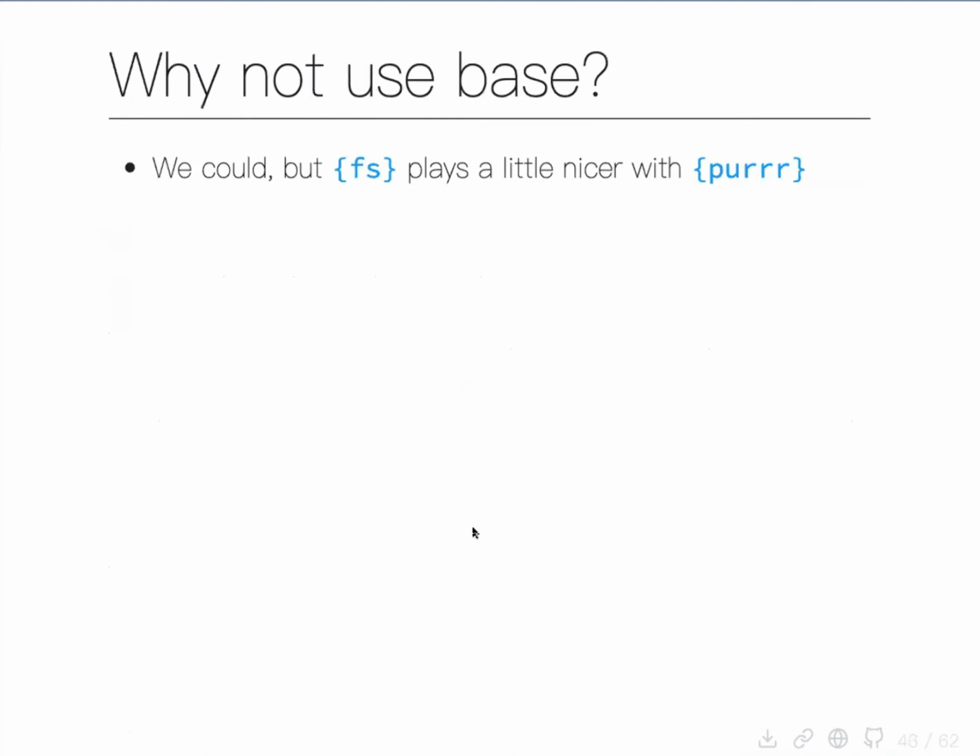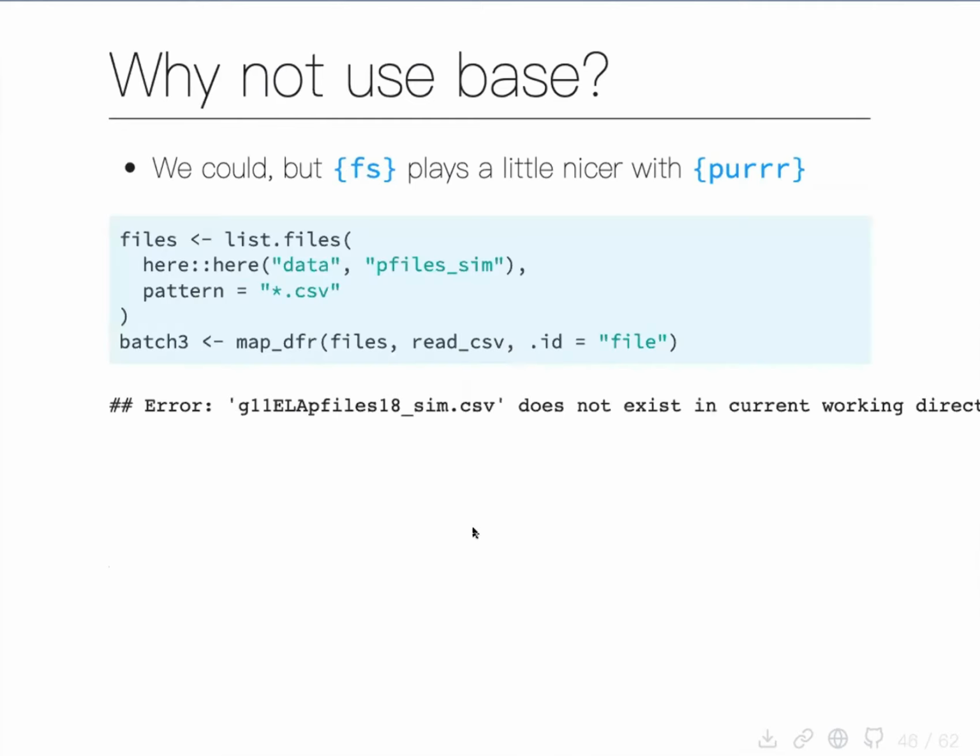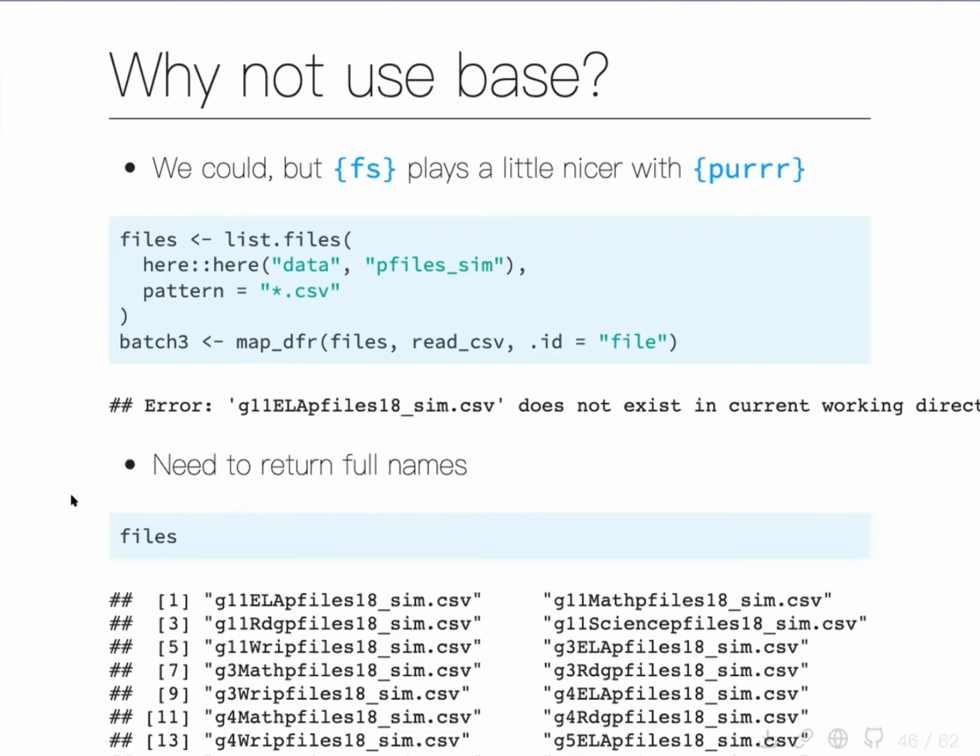So why not use base? We could, but as I mentioned, FS plays a little nicer with purrr, and that's the main reason to me. Here's an example. I say files, list.files, here, data, pfiles, CSVs. But when I call map_dfr, I get an error that it doesn't exist. That's maybe a little confusing until you remember that it only returns the file names. So it's looking in the current working directory, not in the data folder. So that's a problem.